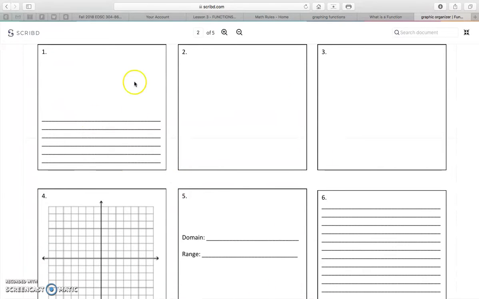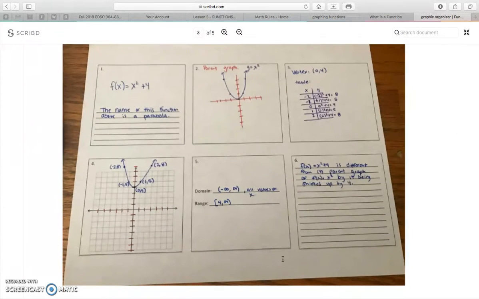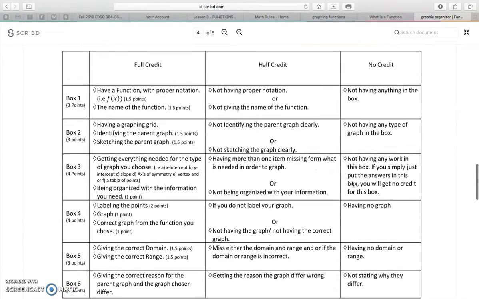So here are the boxes that they have. And then here's the example I used for it. F of x equals x squared plus 4. The name of the function above is a parabola. There is the parent graph here. There's all the things that I worked out here, which you really only need the vertex and the table for this one. And then here's the graph, and it's labeled neatly. It's all neatly done. Here is the domain, and here's the range of it. And then here is why it's different from the parent graph.